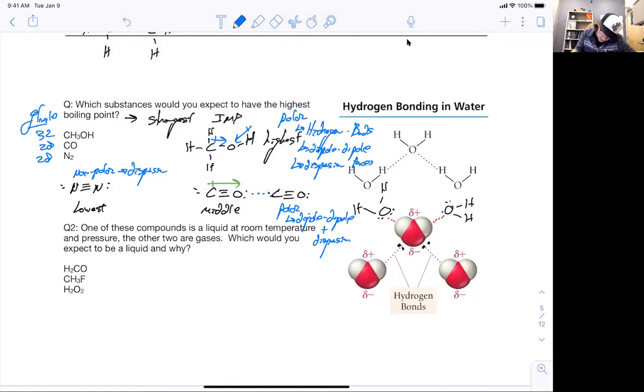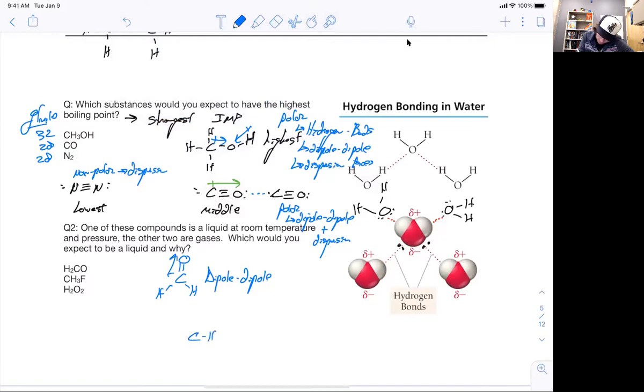One of these compounds is a liquid at room temperature and pressure. The other two are gases. Which would you expect to be a liquid and why? Again, we're talking about very similar sizes here. So we're mainly looking at the different intermolecular forces. We've got formaldehyde, looks like dipole-dipole to me. No OH, NH, or FH, and the CO is polar.